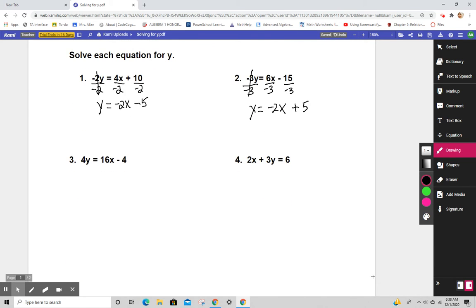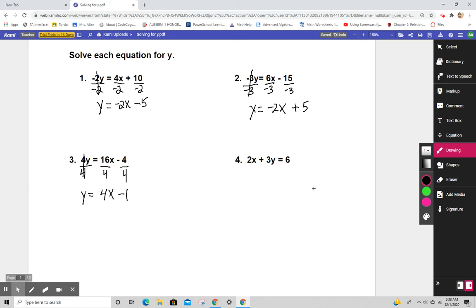All right, let's go to the next one. Again, this one is just one step. You're just going to divide through by 4 to solve it for y. So this will give us y equals 16 divided by 4 is 4x. And -4 divided by 4 is -1.